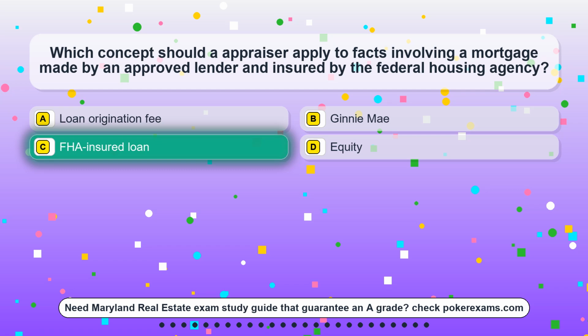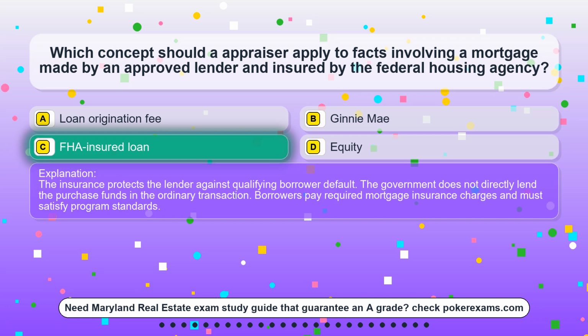The correct answer is option C, FHA-insured loan. The insurance protects the lender against qualifying borrower default. The government does not directly lend the purchase funds in the ordinary transaction. Borrowers pay required mortgage insurance charges and must satisfy program standards.